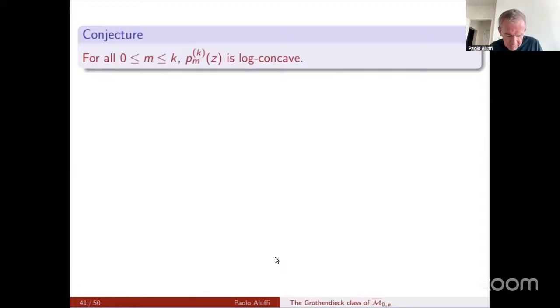The conjecture here is that these polynomials are log concave, and then I will spend a little time telling you about that. Once a polynomial has positive coefficients, you start wondering whether there's more you can say.